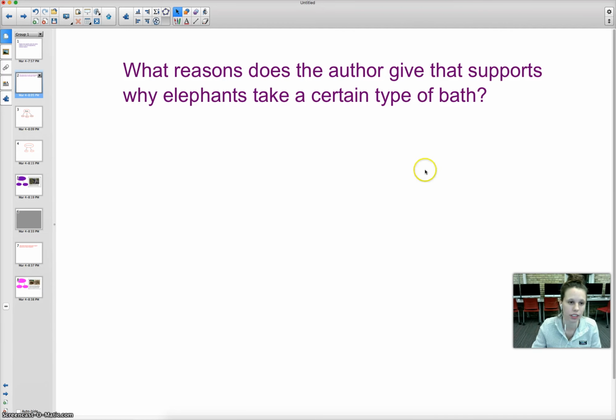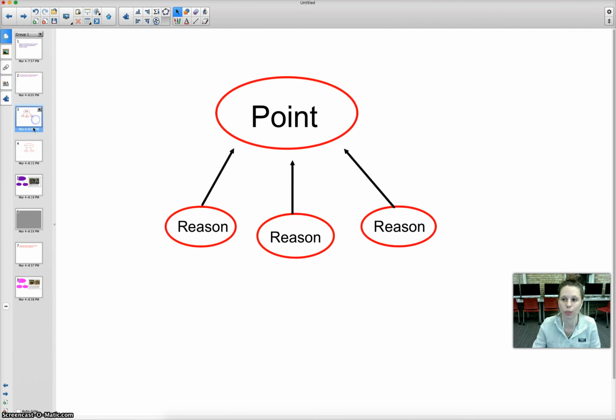Okay, so that kind of seems like a lot, so I'm going to break it down and try to figure out how I'm going to answer this question. So what we want to do is try to find the point, or in other words, something that we are trying to prove, kind of like the main idea. In order to prove something, we also need to find specific reasons or details that explain that point.